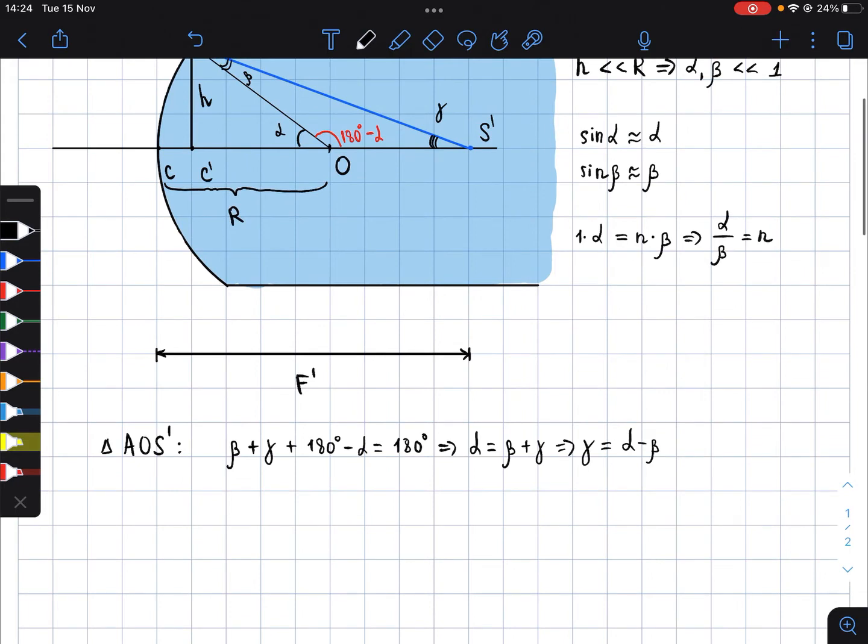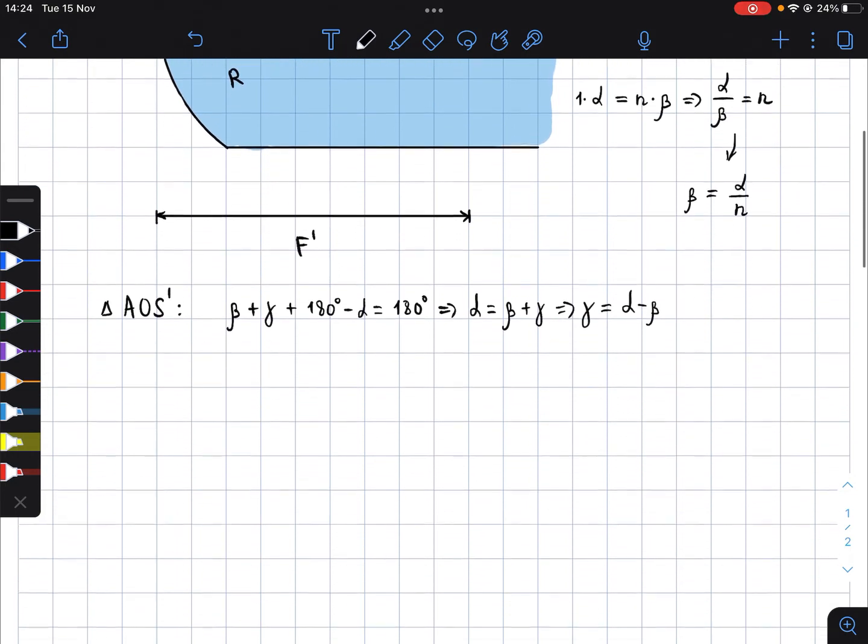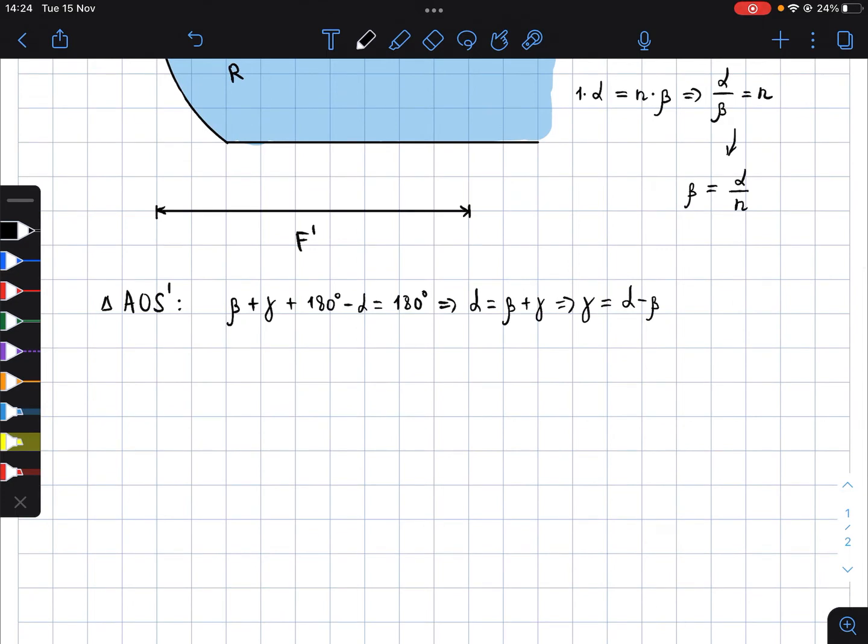What does it mean? From this equation we know that our angle beta is equal to alpha divided by n. So instead of beta, let's write alpha divided by n. Our angle gamma is going to be alpha minus alpha divided by n, or just alpha multiplied by n minus 1, divided by n.